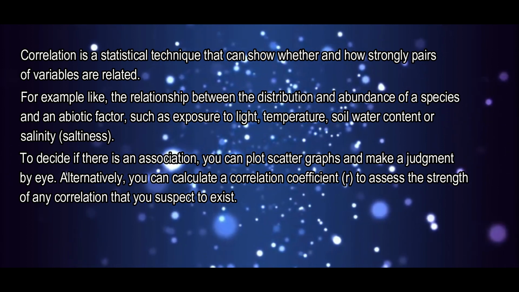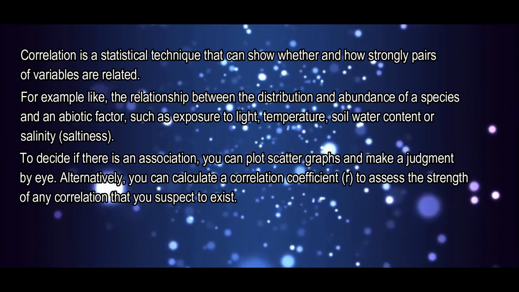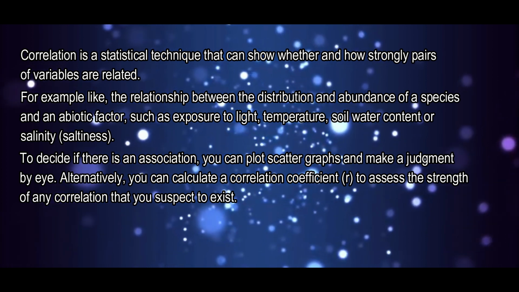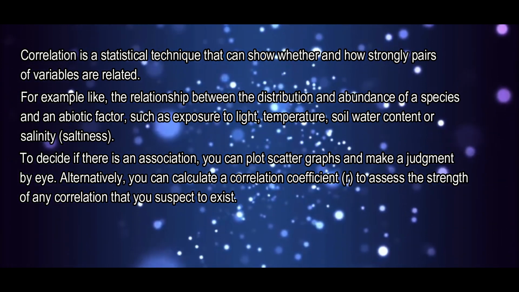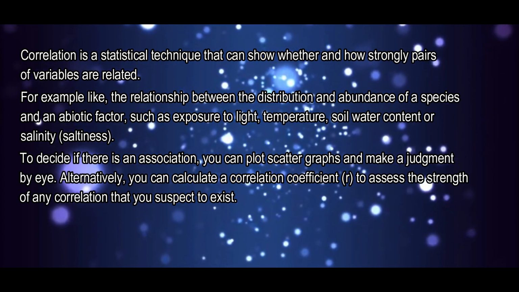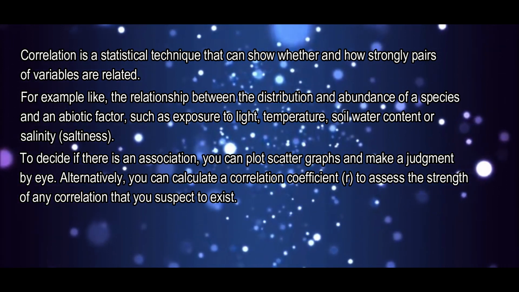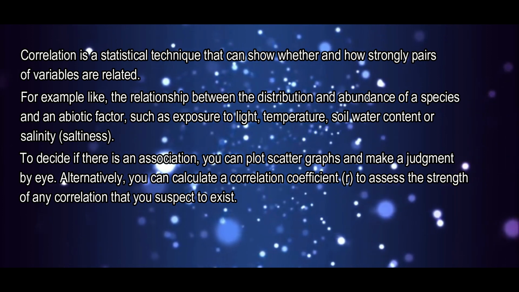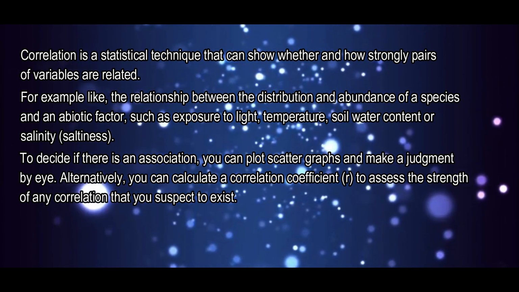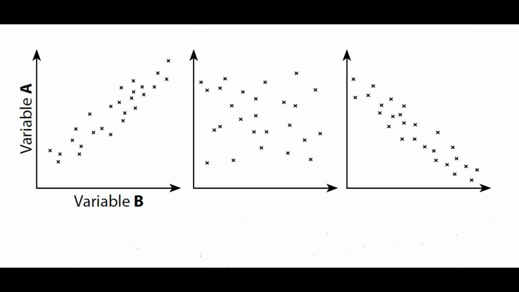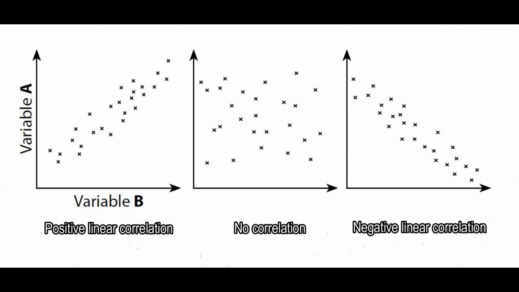To decide if there is an association, you can plot scatter graphs and make a judgment by eye. Alternatively, you can calculate a correlation coefficient to assess the strength of any correlations that you suspect to exist. Three types of association are positive linear correlation, no correlation, and negative linear correlation. The strongest correlation you can have is when all the points lie on a straight line.